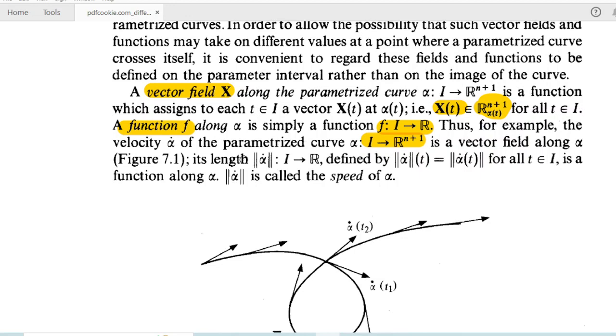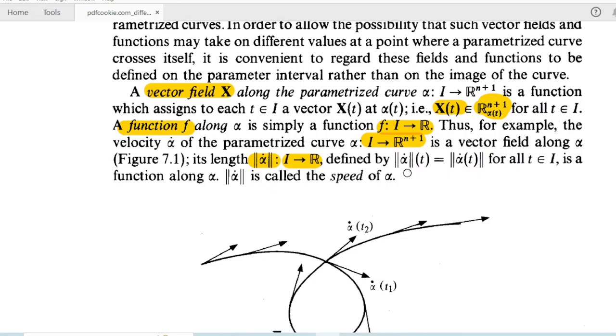Now we have the definition of the norm of a vector alpha. Norm of alpha dot. Alpha dot എന്ന് പറയുമ്പോൾ that is a velocity vector. Alpha dot in the norm എന്ന് പറയുമ്പോൾ it is a mapping from I to R. So ഈ norm എന്ന് പറയുമ്പോൾ modulus ഫംഗ്ഷന്റെ ഒരു generalized version ആണ്.